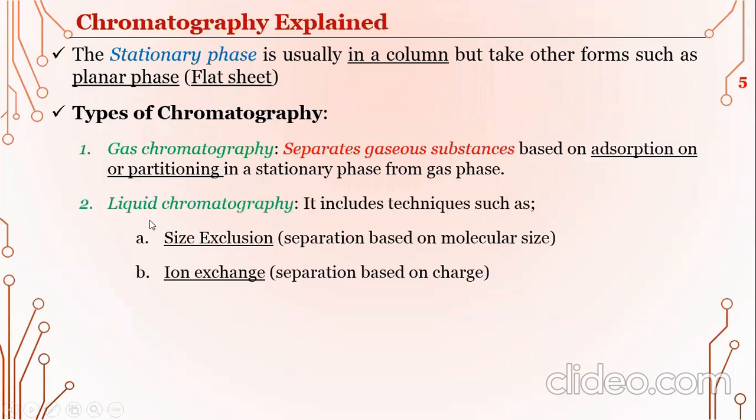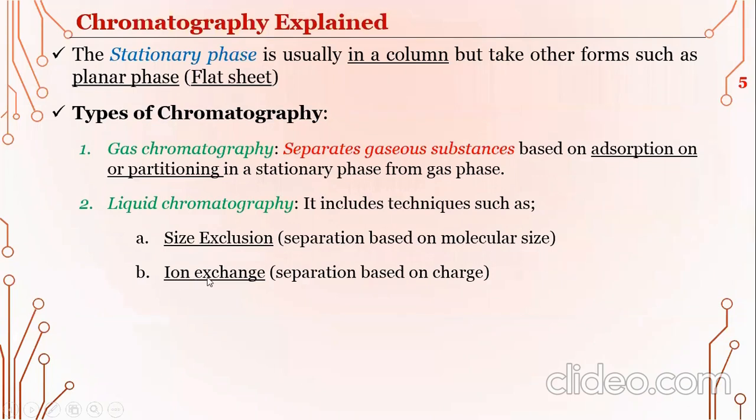And the next type, which is more famous, is liquid chromatography. Liquid chromatography is a combination of different types of chromatographies. It includes techniques such as size exclusion chromatography, which is separation based on molecular size. So the first type in liquid chromatography is size exclusion. That means the liquid phase is used, but the basis is size exclusion, so separation based on molecular size.